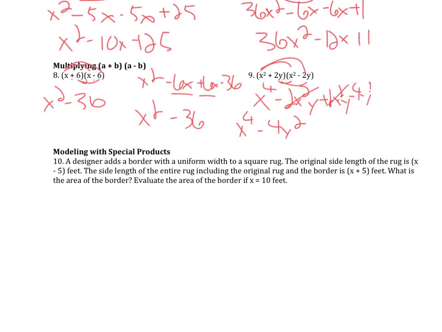All right, a little word problem here. A designer adds a border with a uniform width to a square rug. The original side length of the square rug is x minus 5 feet. The side length of the entire rug, including the original rug and the border, is x plus 5 feet. What is the area of the border? Evaluate the area of the border if x equals 10.